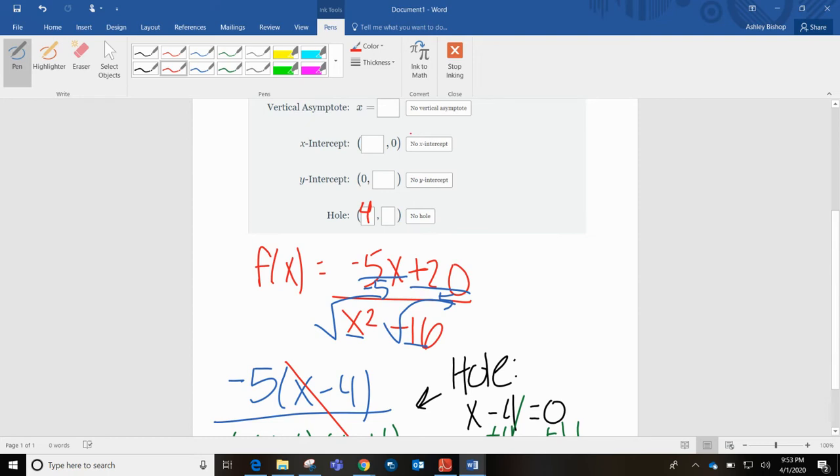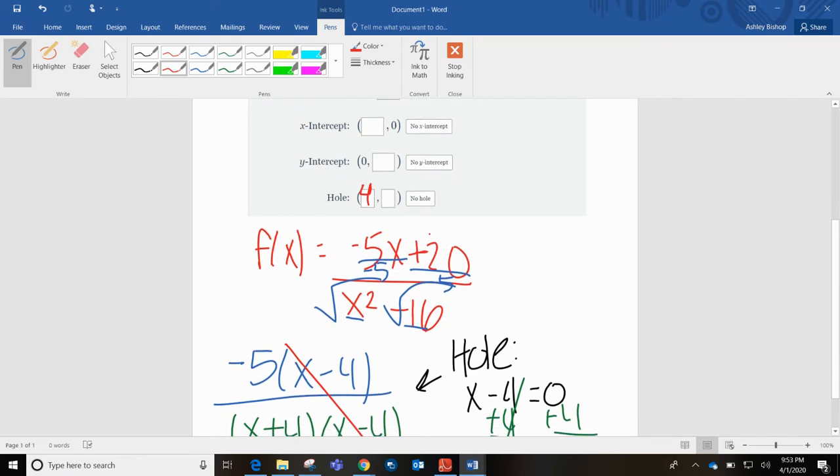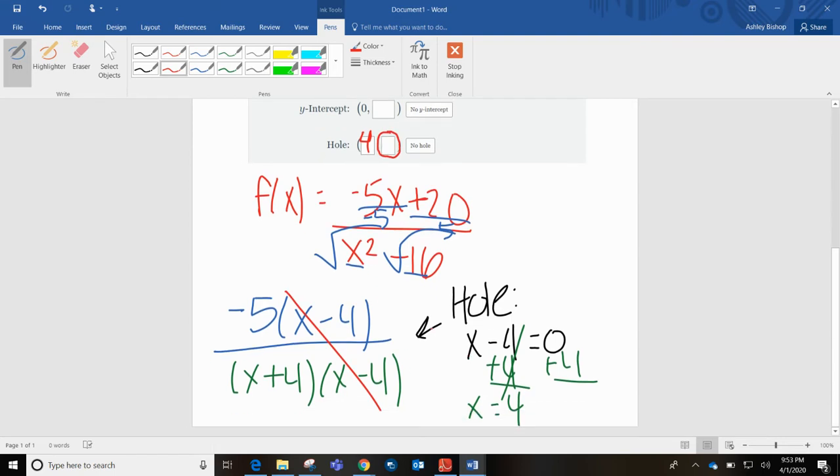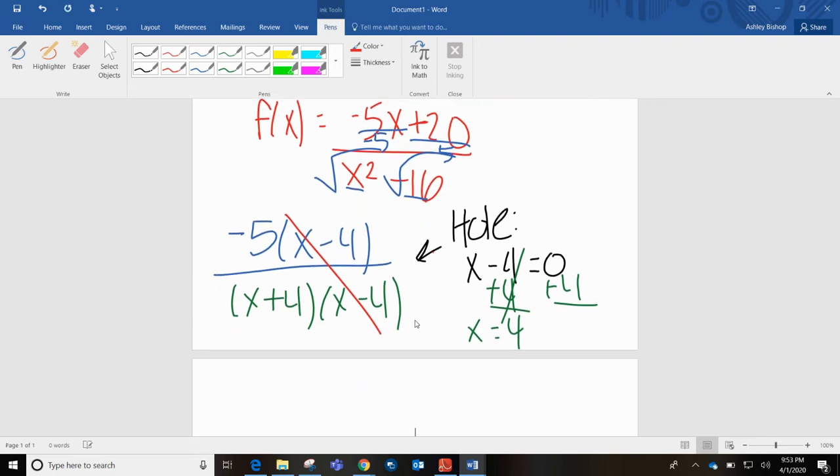And the new thing with the holes is it's going to want the exact point that the hole happens at. So my x value is 4. And then in order to find the y value, I need to substitute 4 into whatever I have left in the equation. So, whoops, excuse me one second. Let me get a new page.